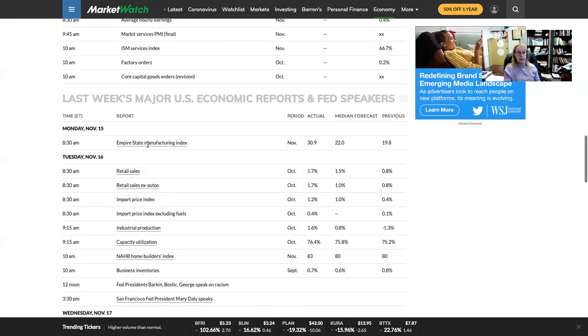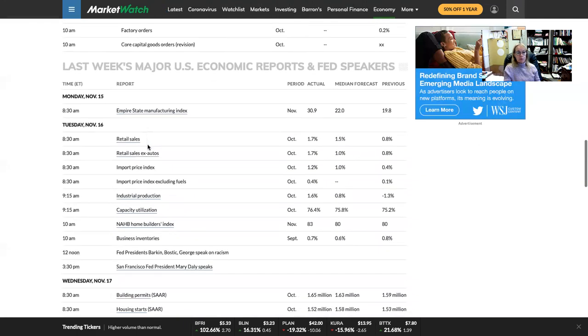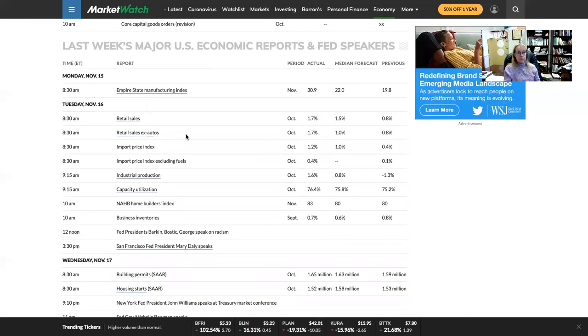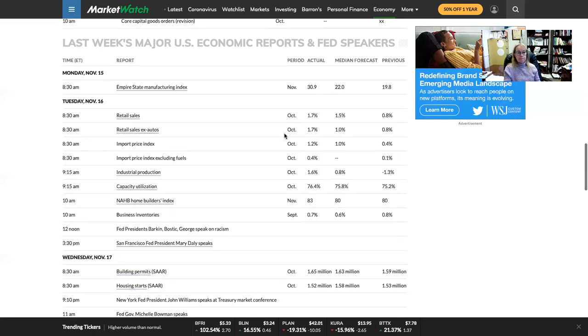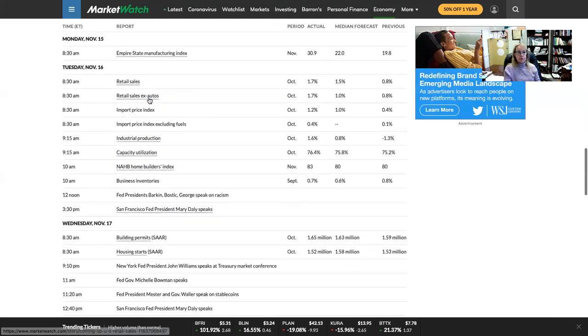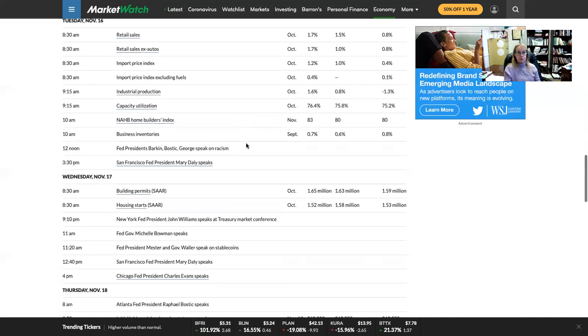And then this is what happened last week. Retail sales were up, higher than what they expected. This is retail sales excluding auto sales. Here's housing starts and building permits.